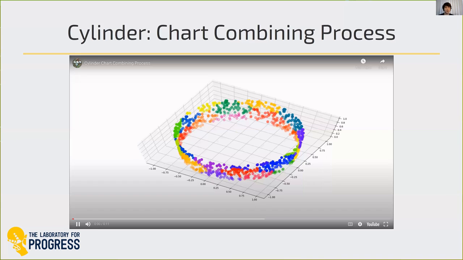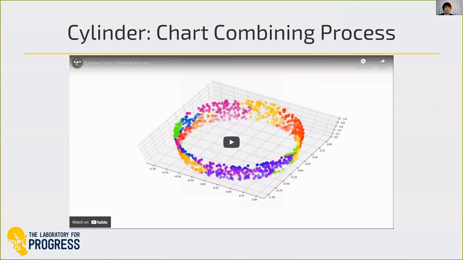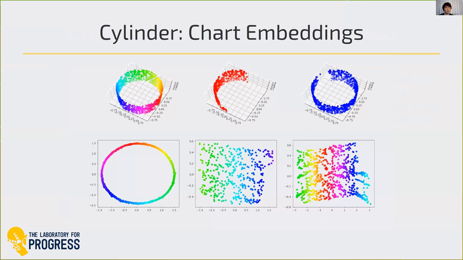Here, we visualize the chart combining process with a simple cylinder manifold. Points in the cylinder are colored by chart assignment, and charts are combined until we're left with just two charts, which can't be combined without introducing a hole into the domain. The top left image is the original manifold, where color denotes position on the cylinder. The top center and top right are the two chart domains, and the image below each of them is the respective embedding. The bottom left image is the embedding produced by vanilla isomap, which has flattened the cylinder into a circle, losing information.